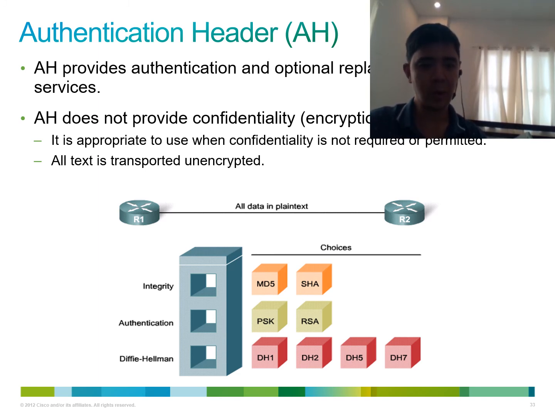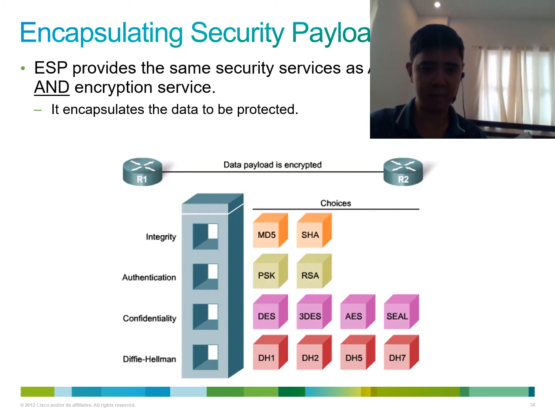So we have an option, AH. AH only addresses authentication, but it doesn't provide encryption. A much better option is the ESP. ESP provides authentication and encryption as well. It ensures that the data is really protected. Again, what we mean by payload is data. When you hear the word payload, that's just the data.